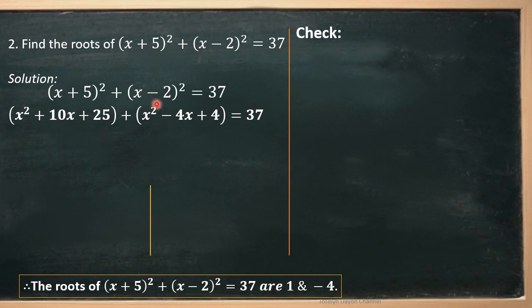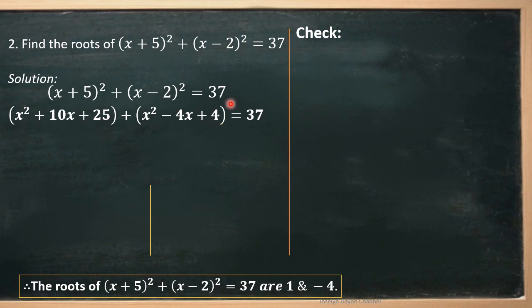Now we have to expand also (x − 2)². So the first term is the square of the first term. So x times x is x squared. The middle term is twice the product of the first and the second term. So 2 times x is 2x times negative 2 is negative 4x. And the third term is the square of the second term. So (−2)², that is negative 2 times negative 2, we have here 4.